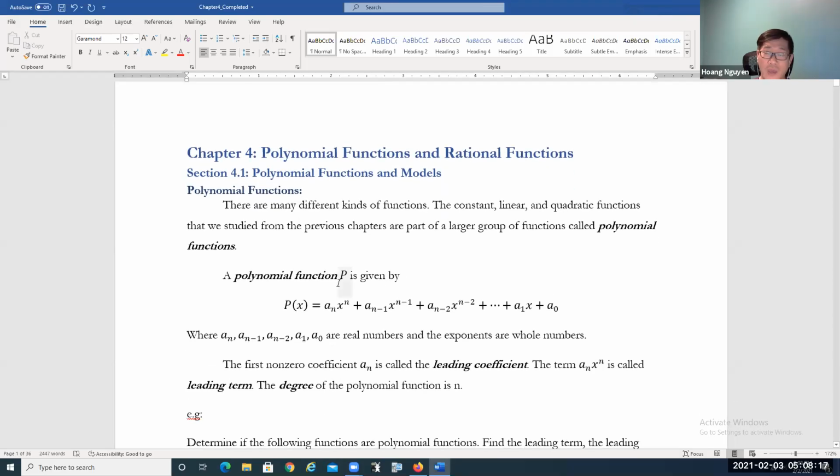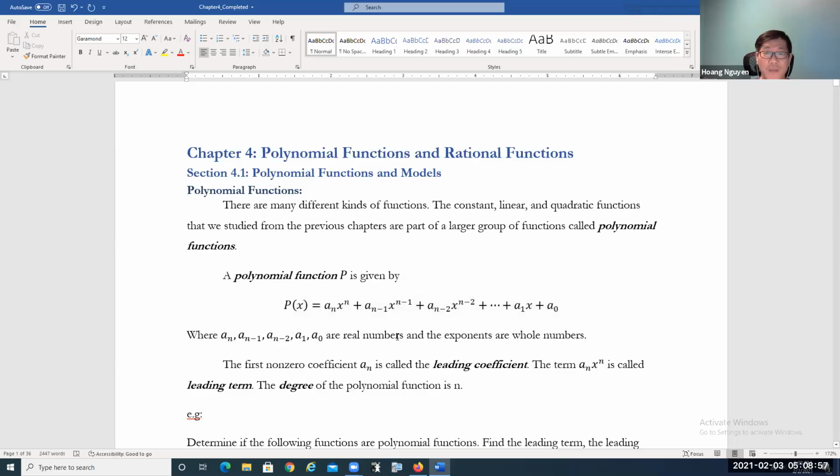A polynomial function P is given by P of x equals a_n times x to the power n, plus a_(n-1) times x to the power n minus 1, plus a_(n-2) times x to the power n minus 2, plus dot dot dot. We're going to go all the way down to a_1 times x to the power 1 and a_0. So a_n, a_(n-1), a_(n-2), a_1, a_0 are real numbers, and the exponents are whole numbers.